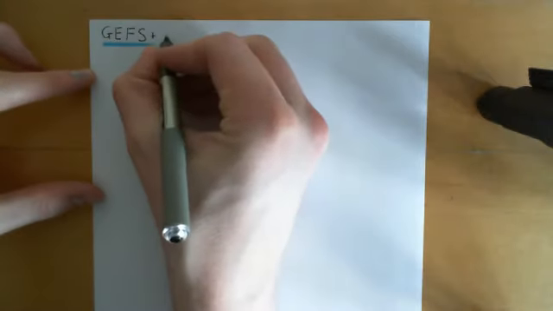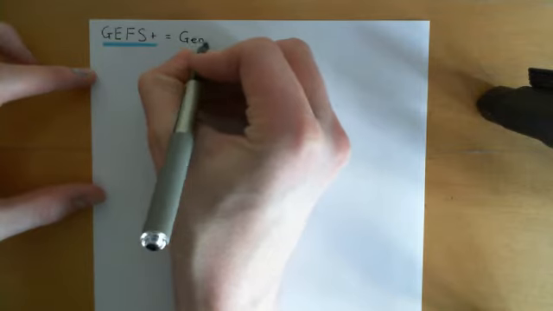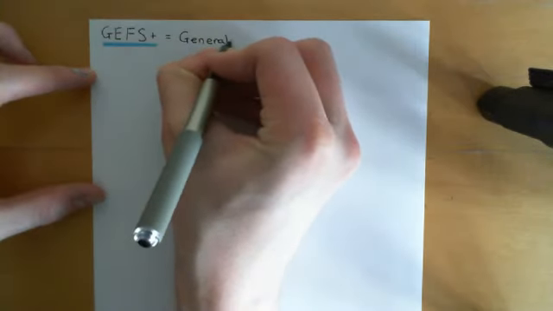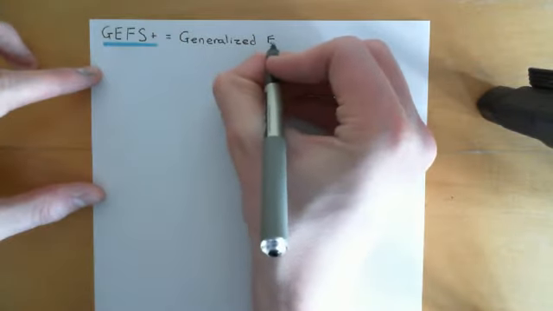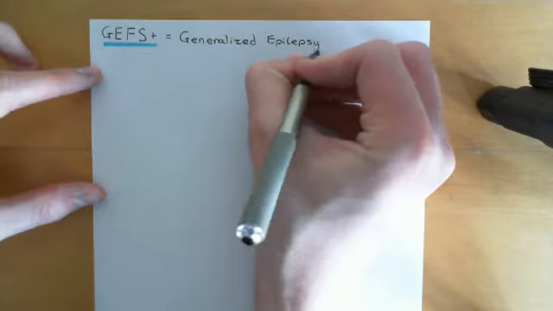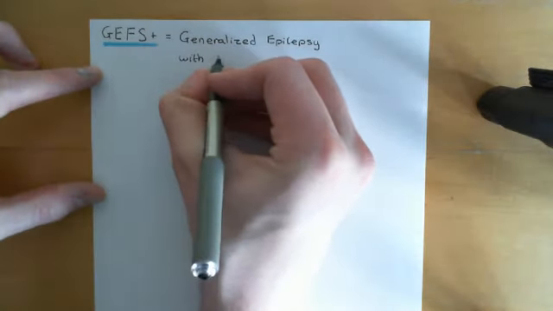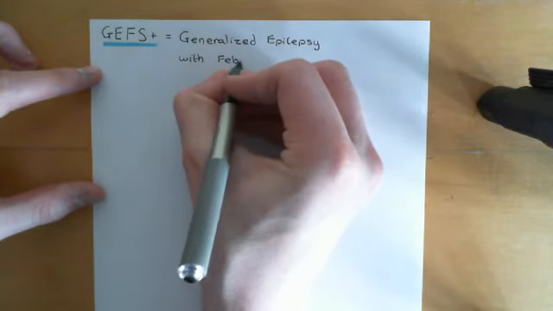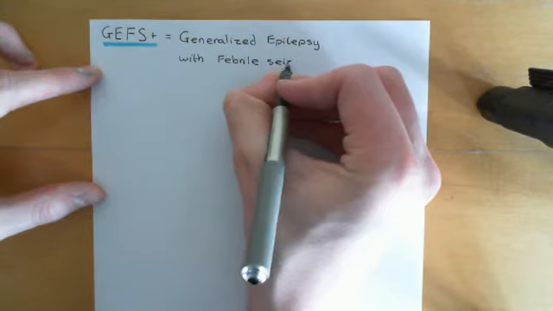So let's just go over what this stands for in full. The GE is for generalized epilepsy, so generalized is the G and epilepsy is the E. Then it's with febrile seizures, and don't worry, I will explain exactly what a febrile seizure is. And it's febrile seizures plus, and I'll explain what the plus means later on.